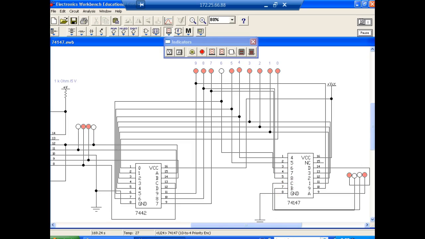So what we're doing is we're using a 7442 to go from binary to BCD, and then we're using the 7447 to go from BCD back to binary. But it's low active binary, which means a 1 is actually a low, right? Does that make sense?